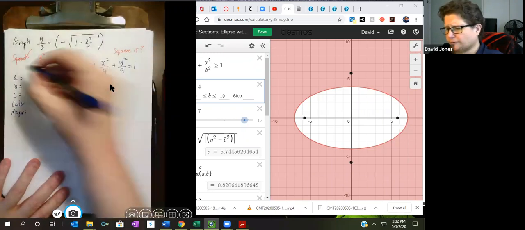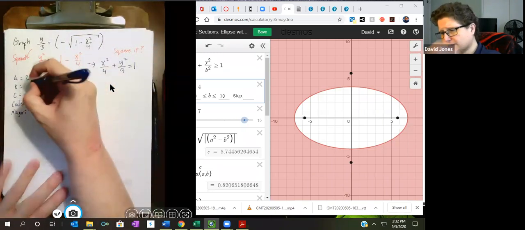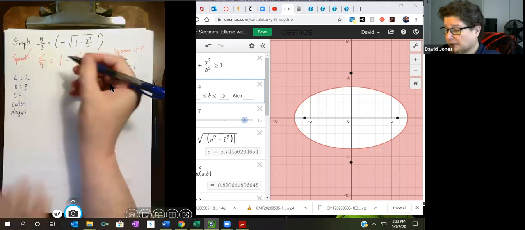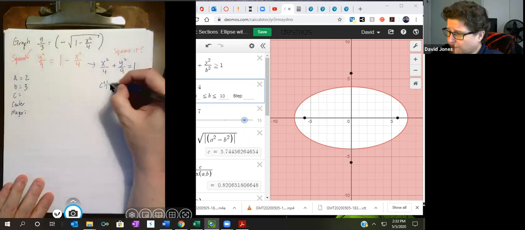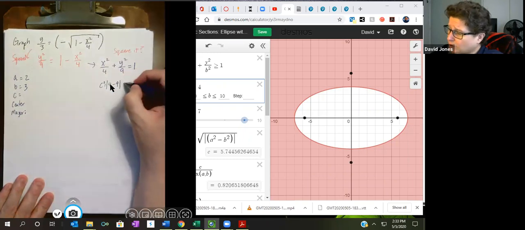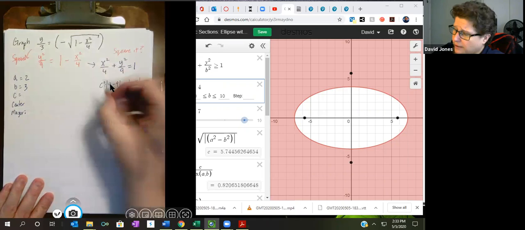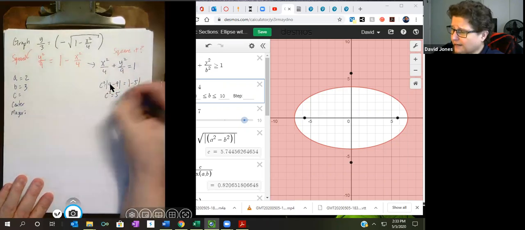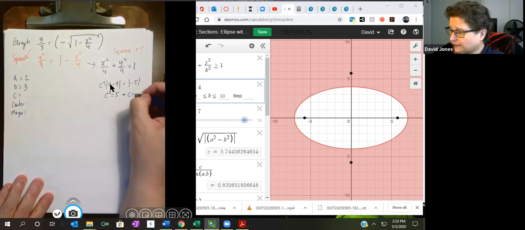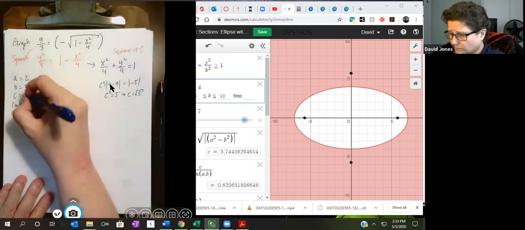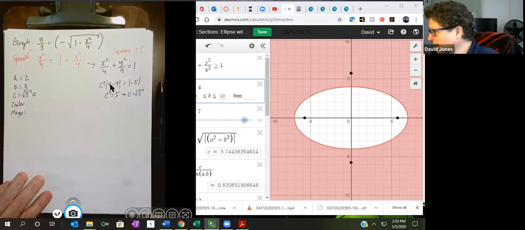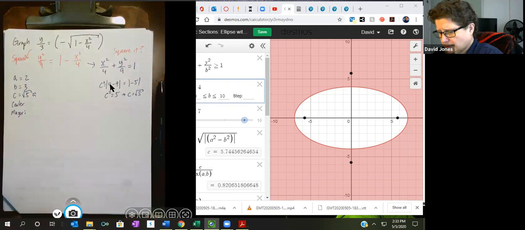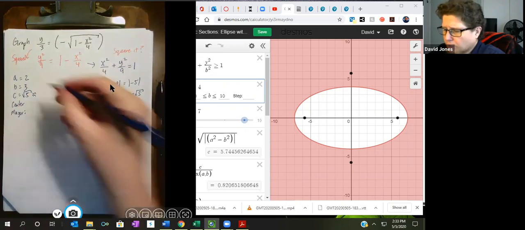A is the square root of 4, which is 2. B is the square root of 9, which is 3. C squared is the absolute value of 4 minus 9, which is negative 5. Absolute value of that is positive 5. So C is the square root of 5. And the square root of 5 is how much? Approximately 2.2.